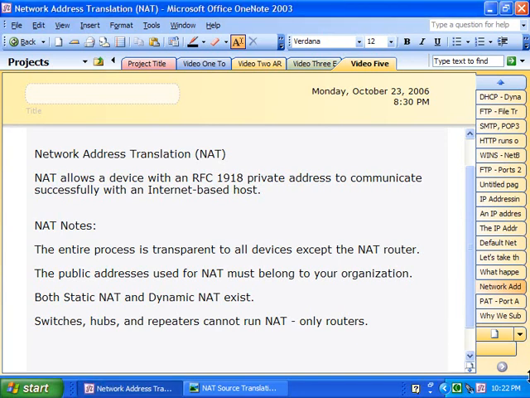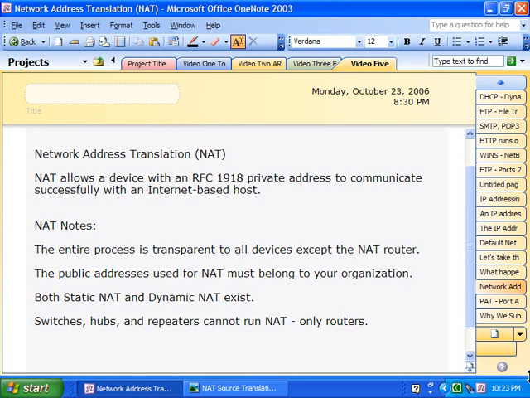But just to give you a little additional information, static NAT is a one-to-one mapping. You actually sit down and configure, okay, this address gets translated to this address. The problem is, of course, you're tying up addresses that may not be in use. So dynamic NAT kind of works like DHCP. It keeps a pool of routable addresses, and it's frankly first come, first serve.